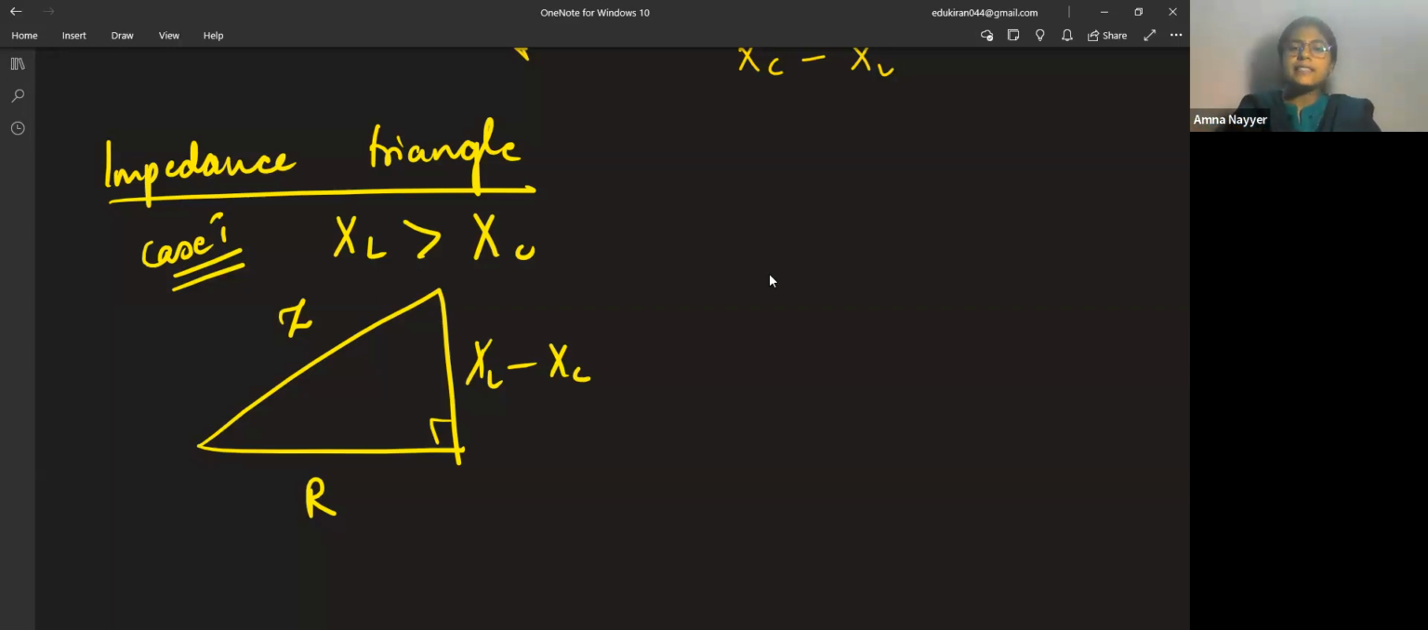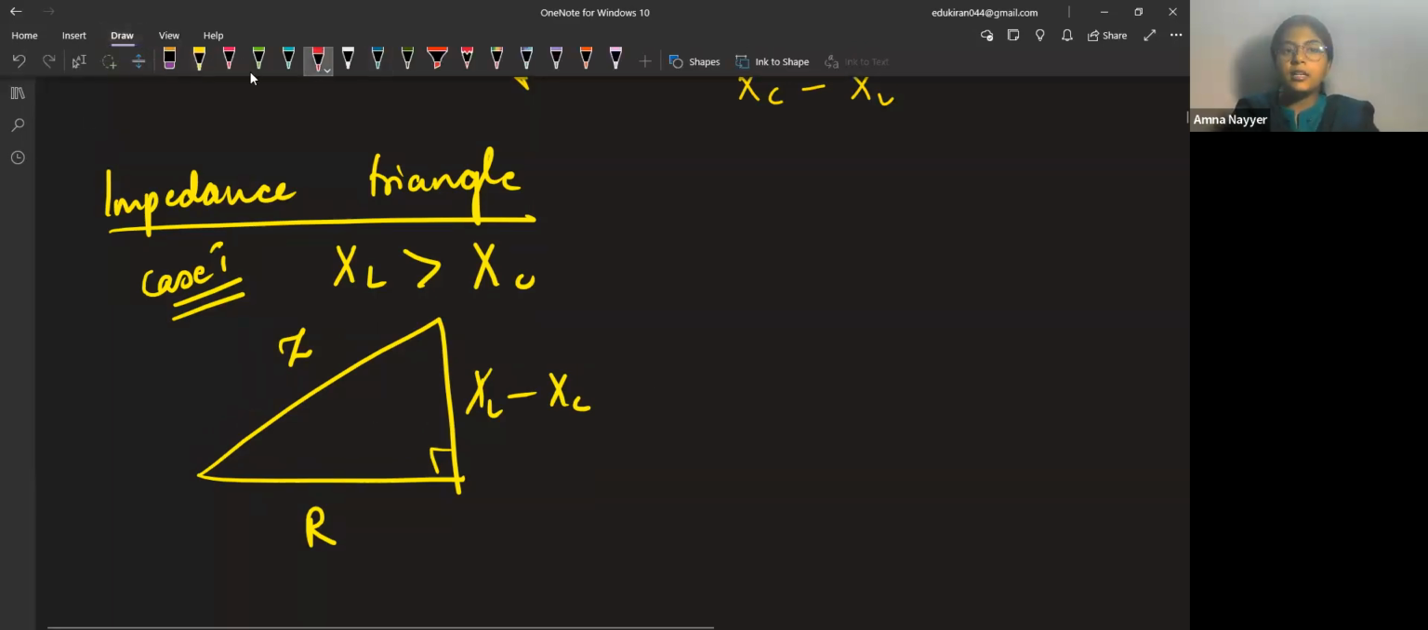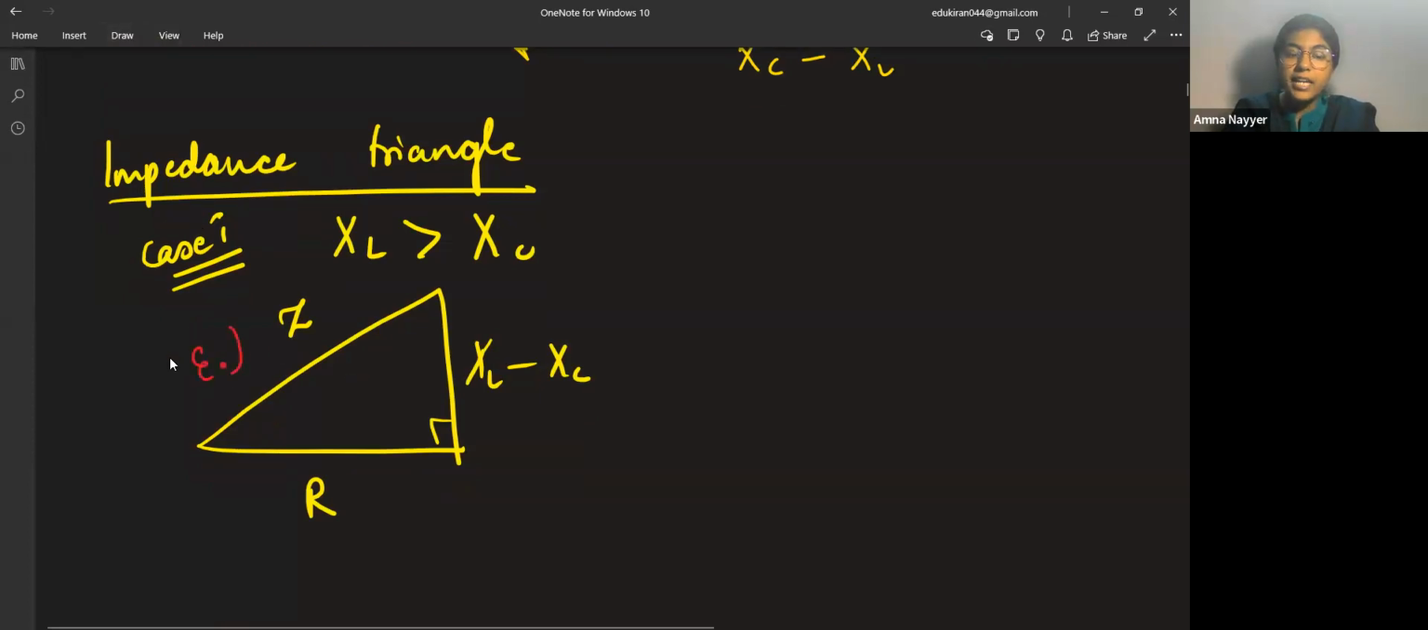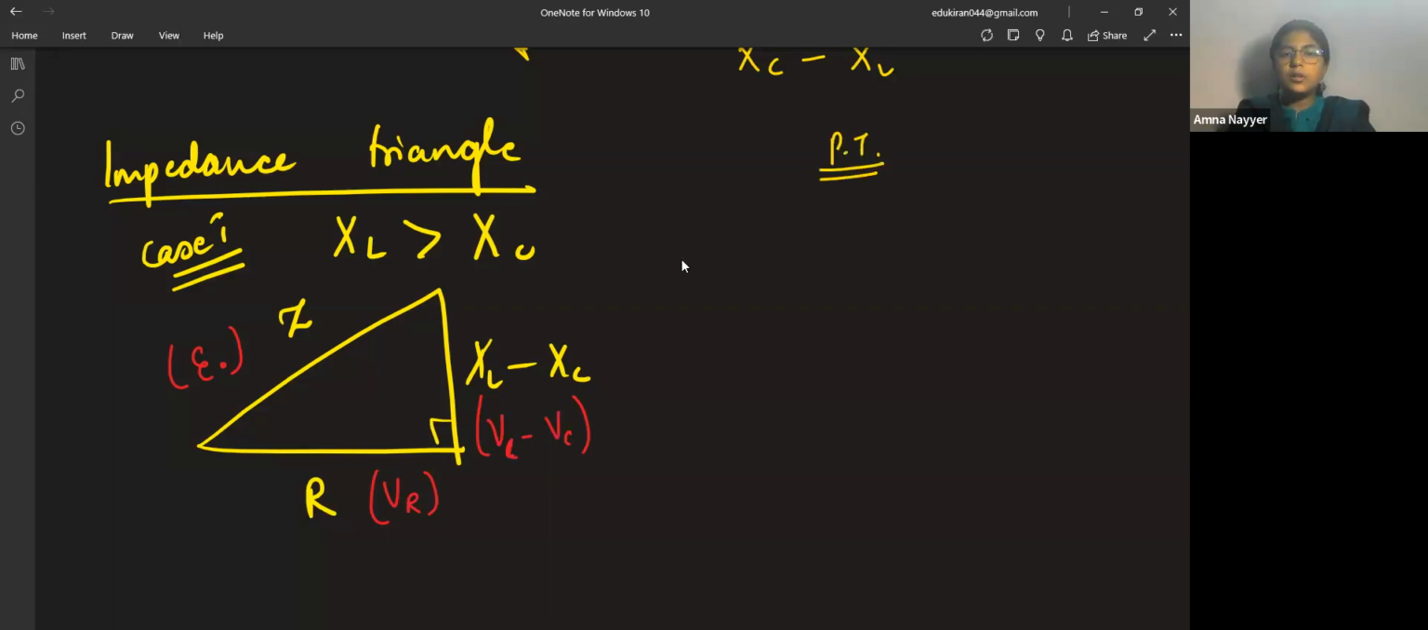Suppose this is XL minus XC and this is resistance. This is depicting the main value E naught of the circuit, the resultant. This is depicting VR, the potential across the resistance. This is depicting the potential of the inductance minus the potential of the capacitance. Now, if you apply the Pythagoras theorem here, E naught square will be equal to VR square plus (VL minus VC) whole square.